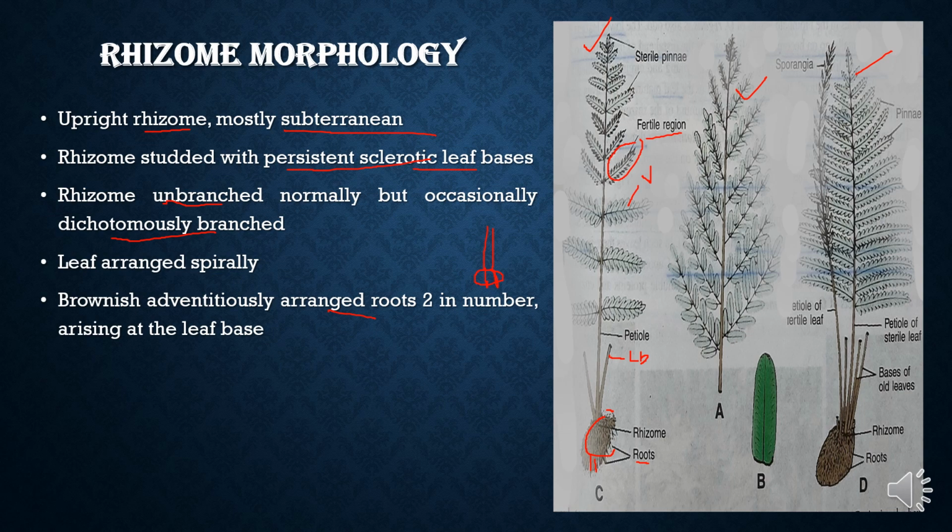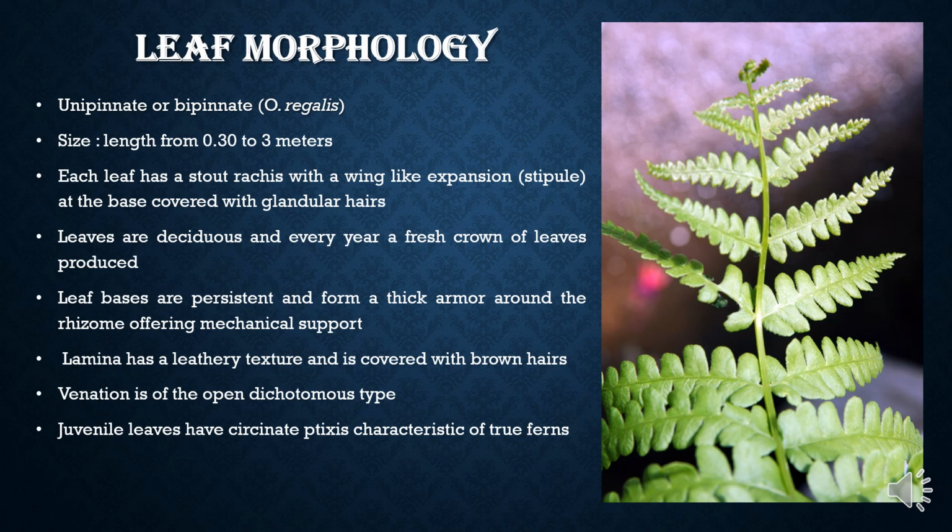This is also the example of a dimorphic leaf, where this particular leaf is a sterile one and this leaf containing the sporangia is the fertile one. The fertile one containing the sporangia does not have any lamina. In the earlier slide, we have seen two types of leaves, that is unipinnate, that is one type of pinna, and bipinnate, that is two types of pinna.